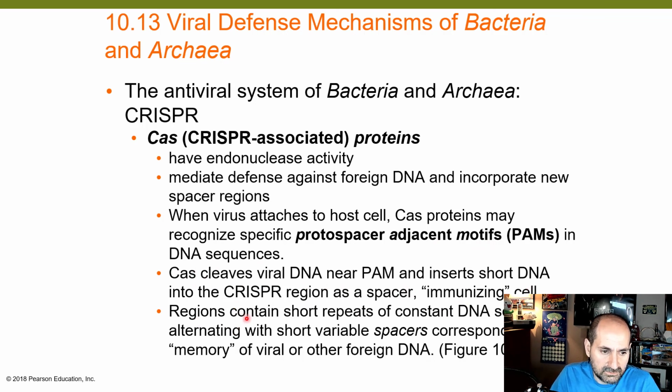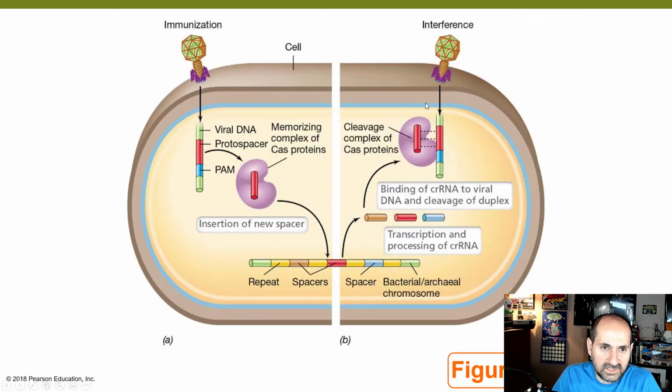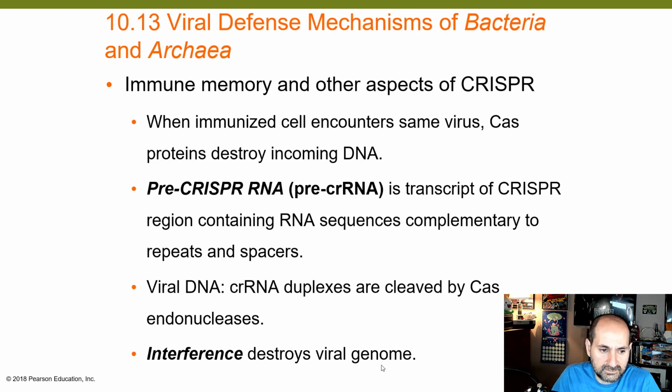This immunizes the cell. The regions contain short repeats of constant DNA sequences alternating with short variable spacers corresponding to memory of viral or foreign DNA. So we talked about all that. When the immunized cell encounters the same virus, this is what we showed you on the right side of that image, Cas proteins destroy the incoming DNA. The pre-CRISPR RNA, or pre-crRNA, is a transcript of the CRISPR region containing RNA sequences complementary to the repeats and spacers. We covered all this. It's pretty interesting. So interference is the right side of this image. It destroys the viral genome.